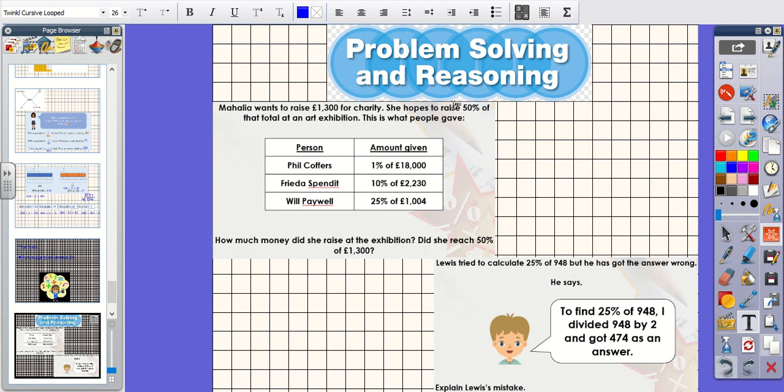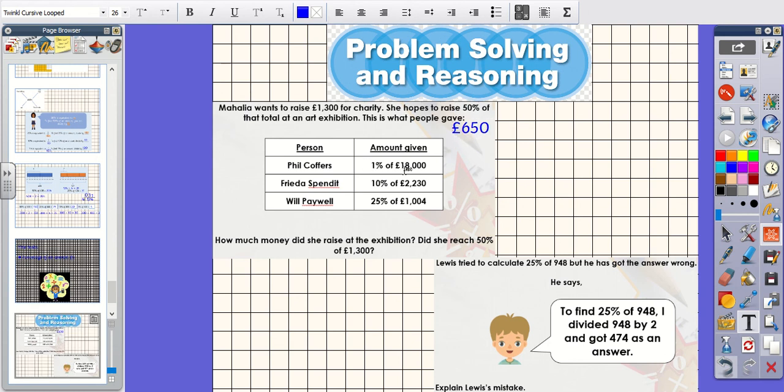So let's do 50% of 1,300 first, so we know the goal. So half of 1,300, half of 1,000 is 500, half of 300 is 150. 500 add 150 would give us £650. Okay, so that's the amount of money that we need to aim for.